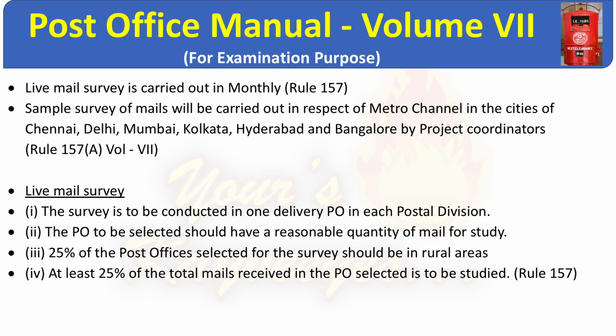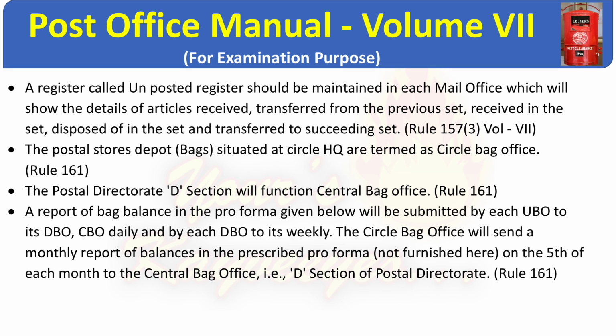Rule number 157. A register called Unposted Register should be maintained in each mail office, which will show the details of articles received, transferred from the previous set, received in the set, disposed of in the set and transferred to the succeeding set. Rule number 157.